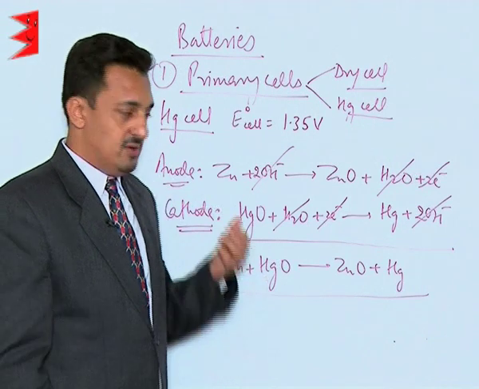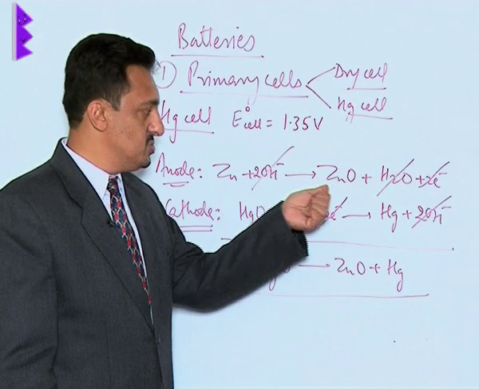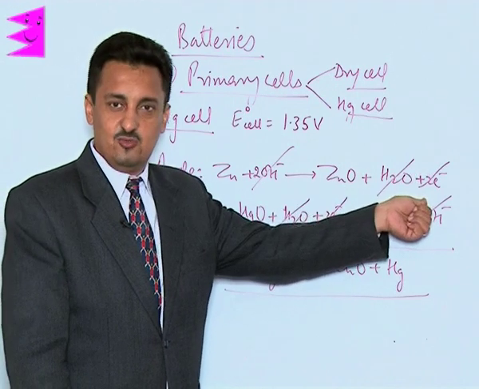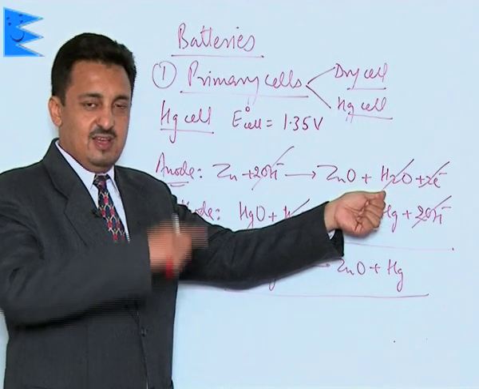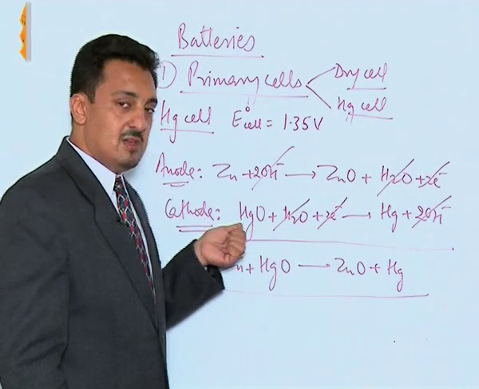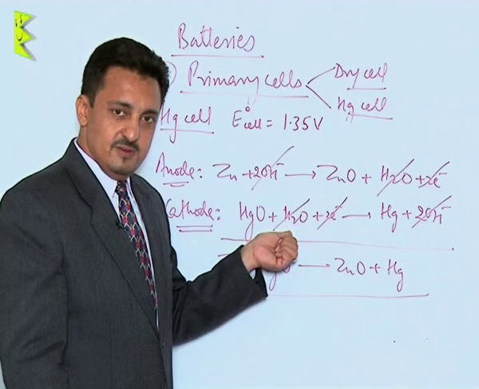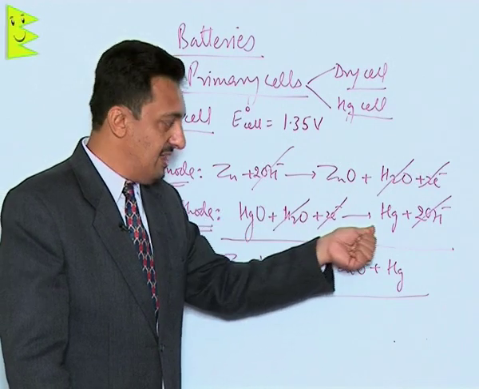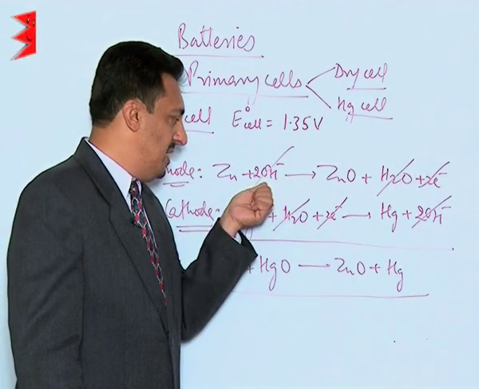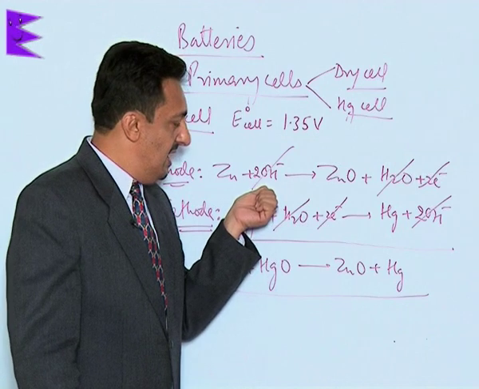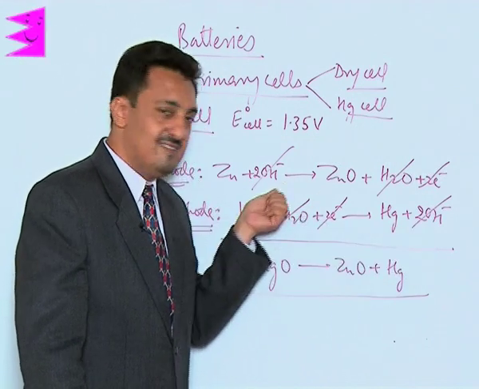Now what happens at the anode? The zinc combines with the OH minus ions, gets oxidized to zinc oxide, forms water and releases 2 electrons. Now these electrons from the circuit enter into the cathode, where mercury oxide accepts these electrons in the presence of the water formed, gets reduced to mercury and forms the OH minus ions back. So the number of OH minus ions consumed is equal to the number of OH minus ions formed, so they get cancelled.